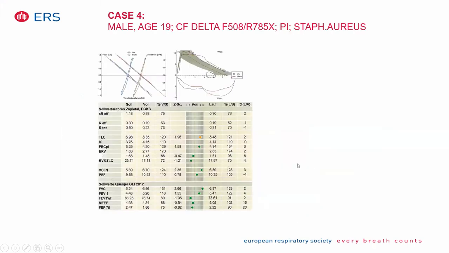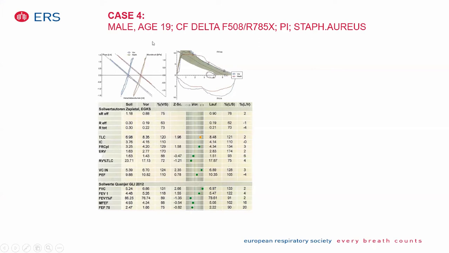So this was case number 3. And then I have 2 cases of cystic fibrosis. If you remember, it was the multiple breath washout looking for changes in small airways we have been discussing yesterday. Now, this is a young male patient with cystic fibrosis. At this time, he is already a young adult at age 19.